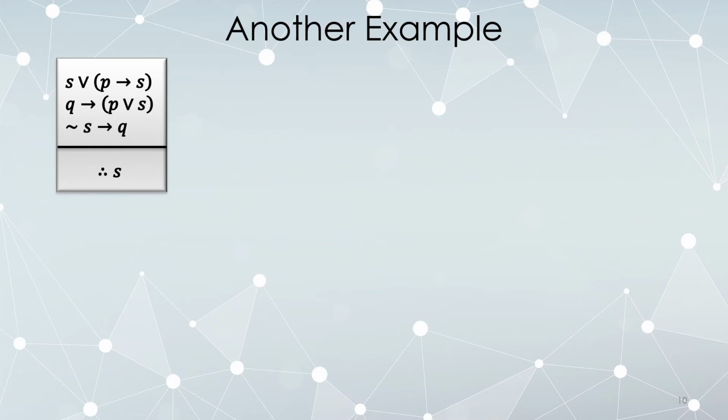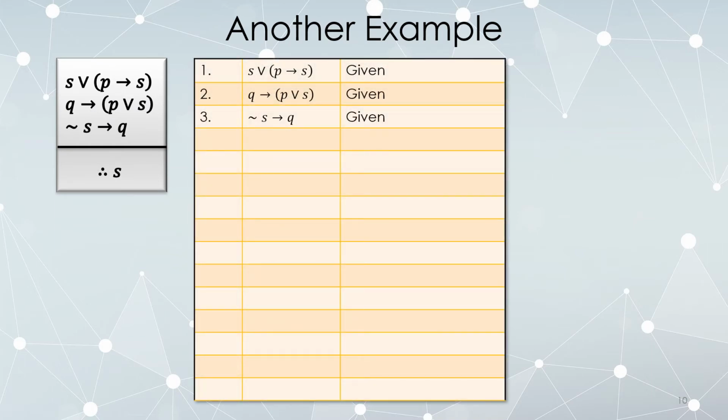Let's work through another example. So we begin by stating our three givens. Okay, 1, 2, 3, there they are. Now what we need to do is make the statement S appear. Now what we could do is simply assert S and do an indirect proof.